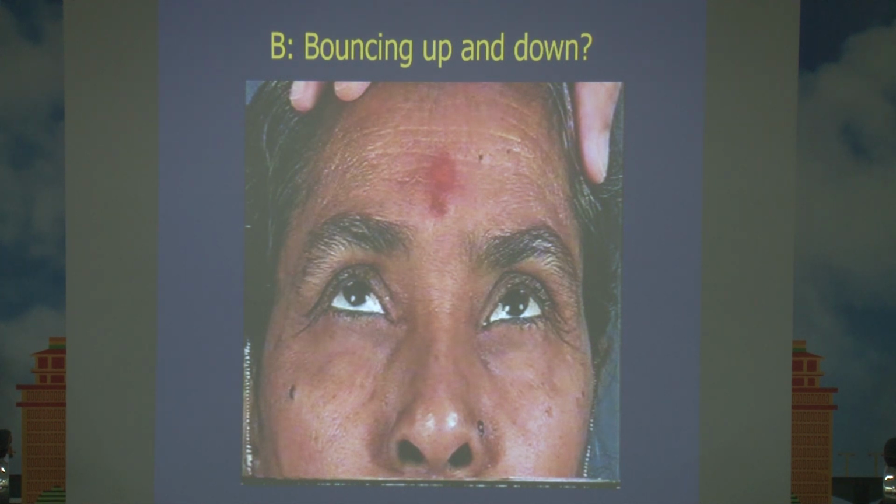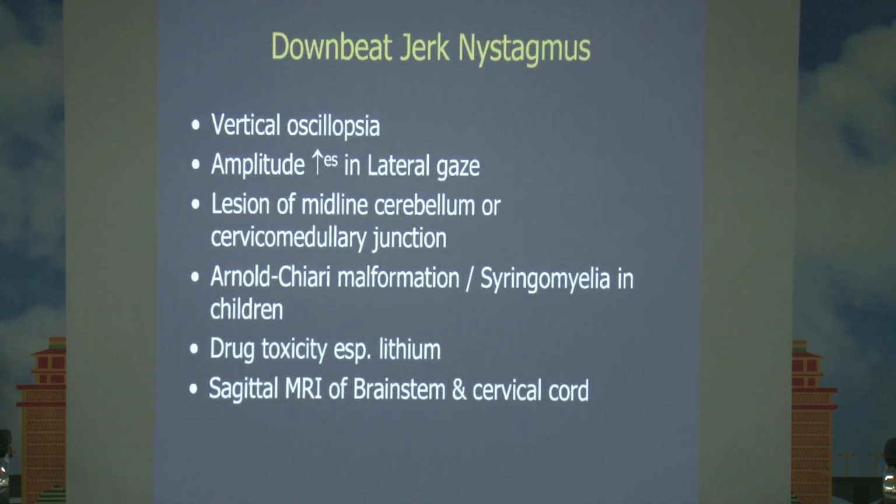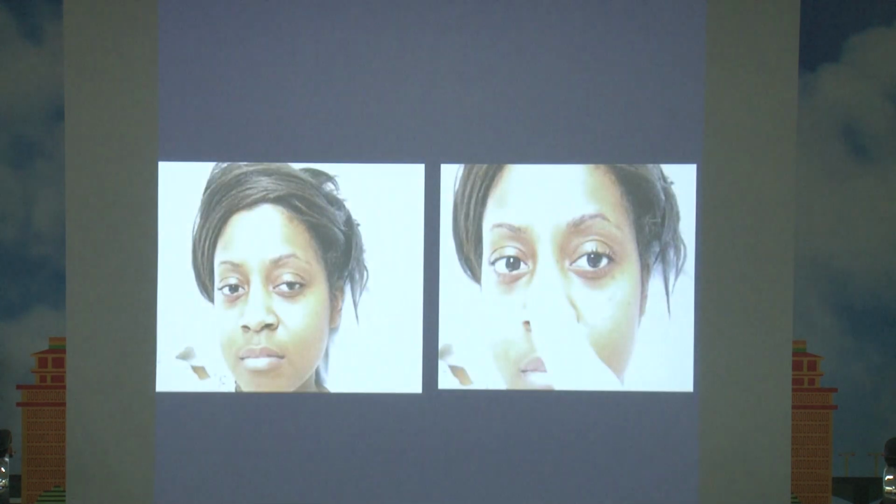Are the eyes bouncing up and down? This video is not playing, so I'll show you the other one. This was supposed to be a down beating nystagmus where a patient looks straight and the eyes will move like this. So that is a fast phase towards the feet. Now the commonest cause of a downbeating nystagmus is Arnold-Chiari malformation where there is a herniation of cerebellum through the foramen magnum. There are other causes like drug toxicity or syringomyelia.